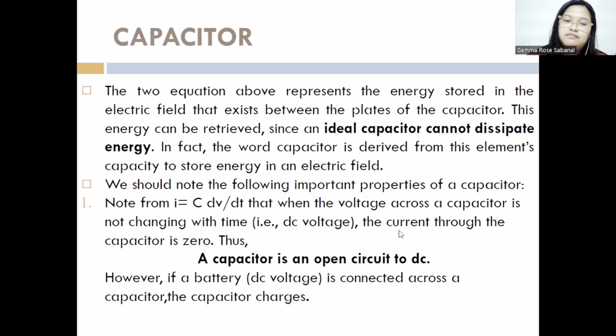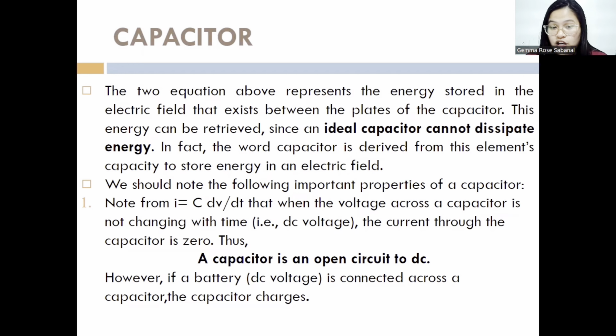So, as I had said earlier, that equation represents the energy stored in the electric field that exists between the plates of the capacitor. This energy can be retrieved since an ideal capacitor cannot dissipate energy. In fact, the word capacitor is derived from these elements, capacity to store energy in an electric field.